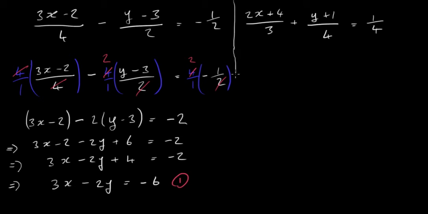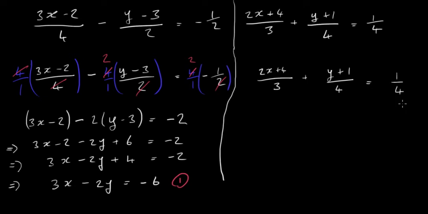I'll just separate it out here and see what we end up with down here. So what have I got? I've got 2x plus 4 over 3. I'm going to multiply that by something. I've got a y plus 1 over 4. I'm going to multiply that by the same thing. And then on the right hand side I've got a quarter. Okay, so if I look on the bottom here, I've got a 3, a 4, and a 4. So the lowest number that they will divide into is 12. Okay, so let's do that.